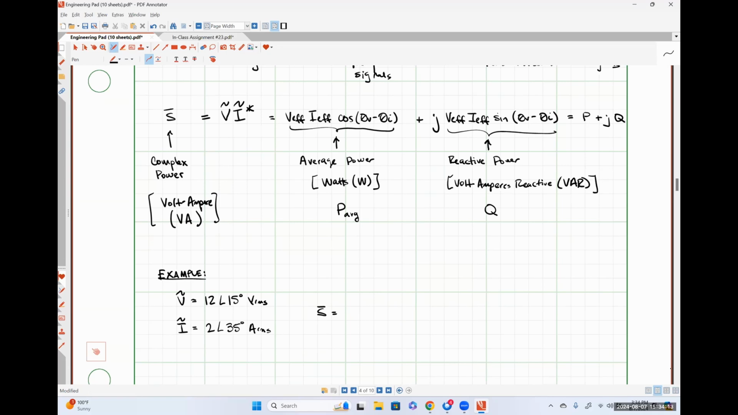What did you get, Haley, I think? I got 24 angle negative 20. So 24 angle negative 20. Okay, so 24 angle negative 20 degrees volt amperes. Okay, convert that into rectangular form for me, please.